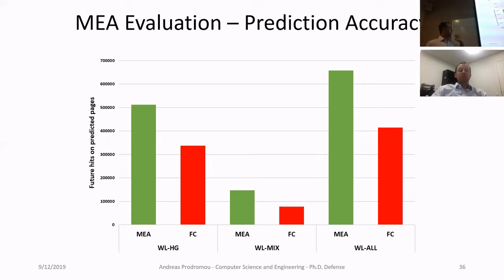As you can see, on the y-axis we have the count, how many times a prediction was correct, meaning the page was accessed in the next interval. And we only focus on the top 30 pages. But as you can see, the results are favorable. MEA seems to outperform full counters in terms of prediction accuracy.